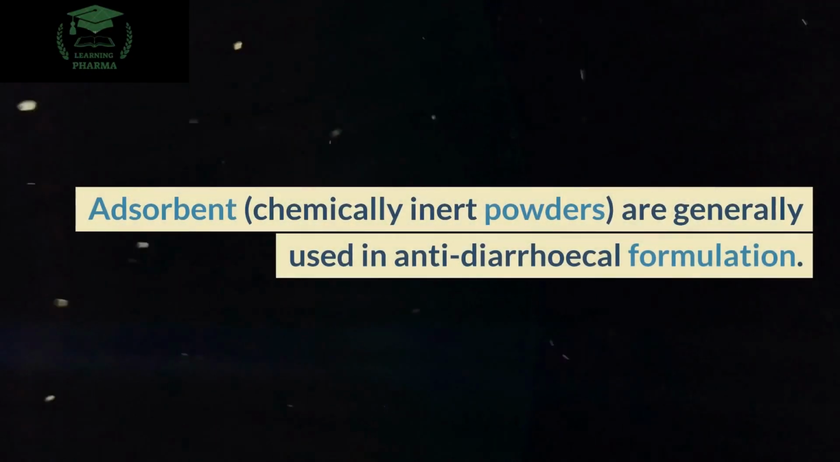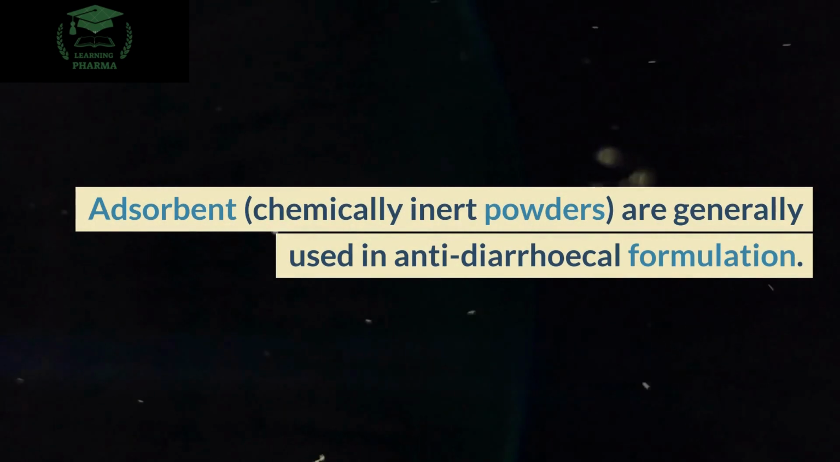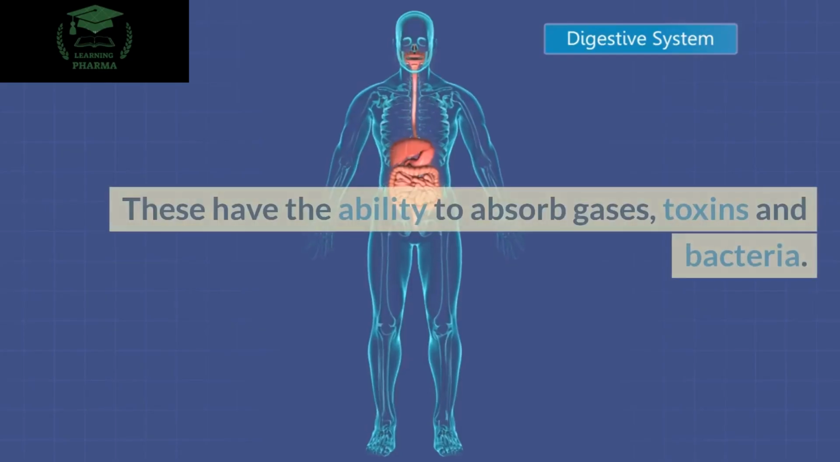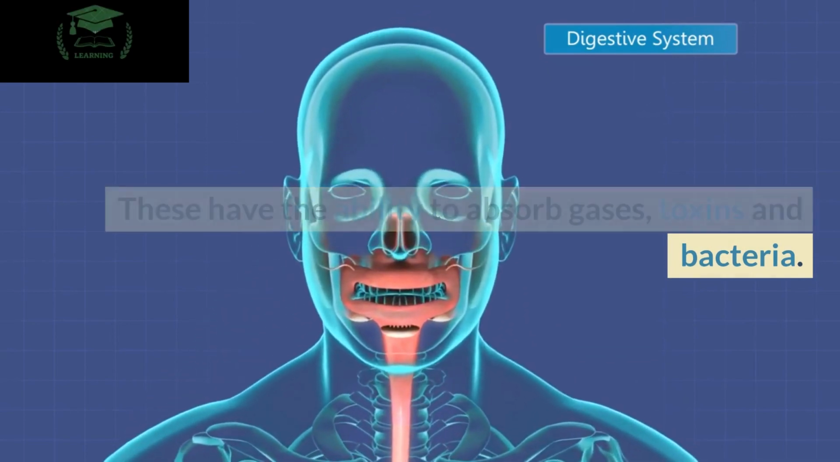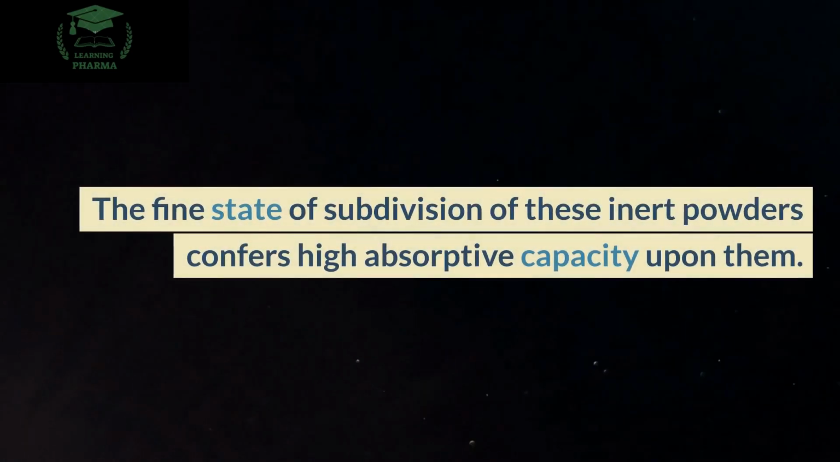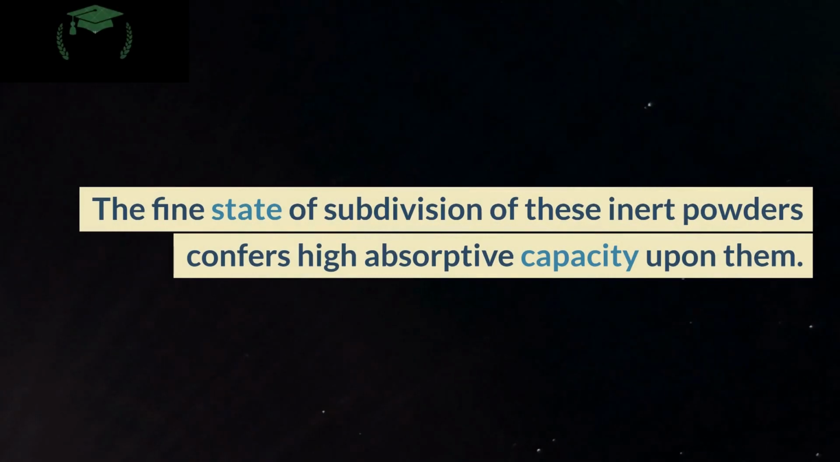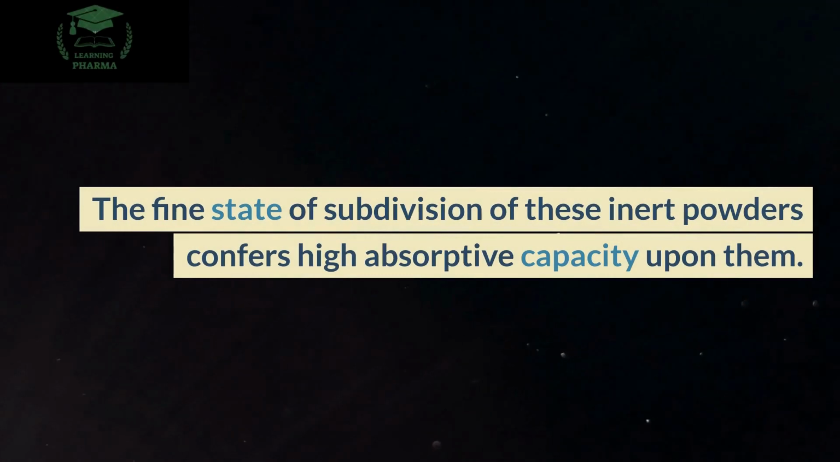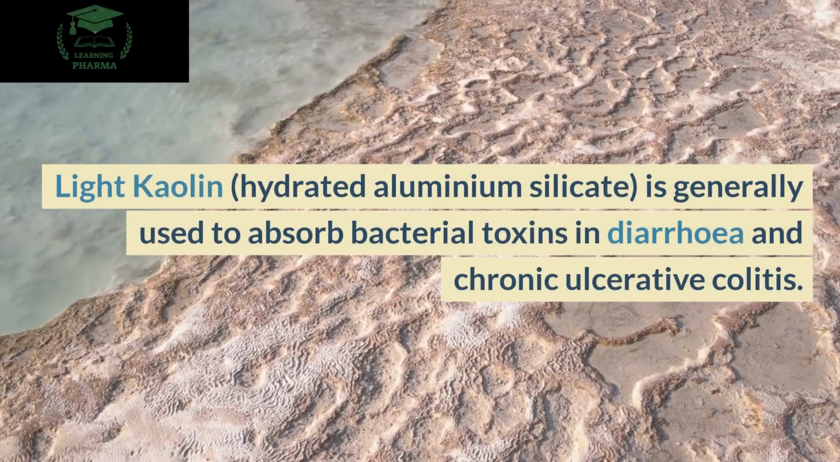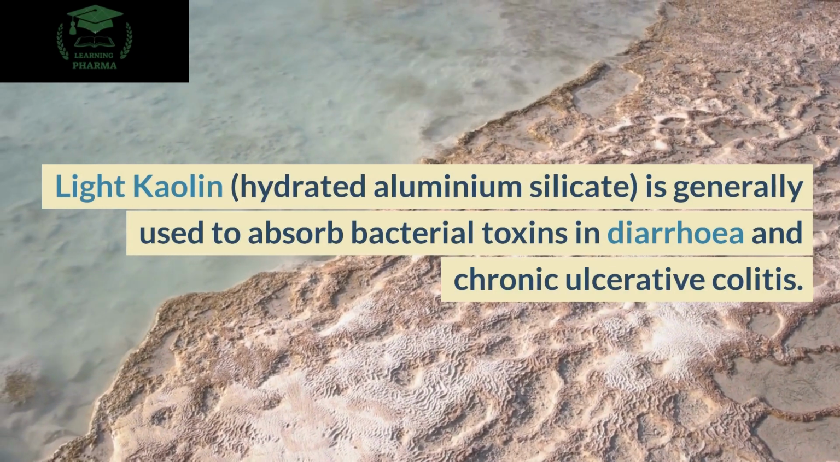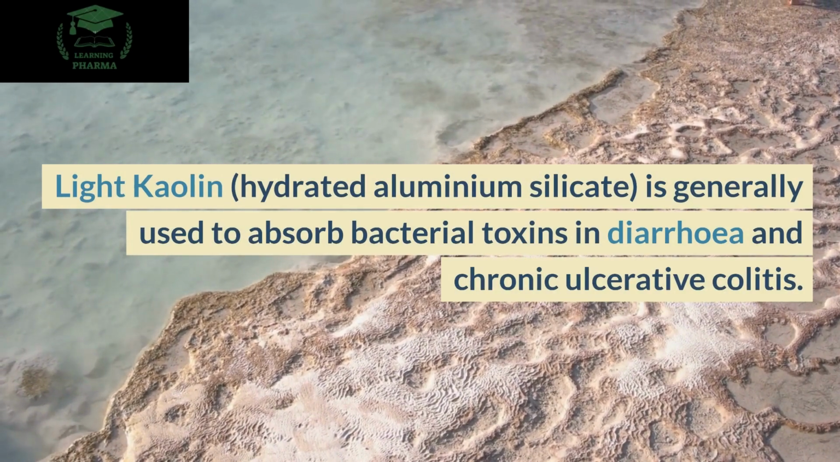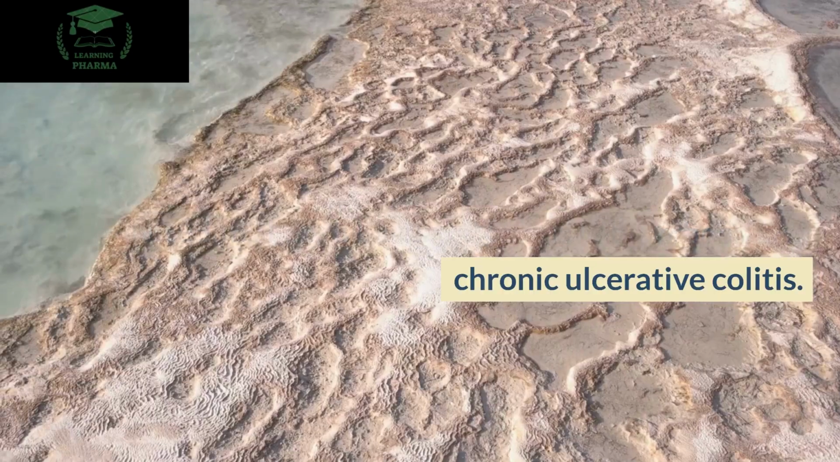Adsorbents, chemically inert powders, are generally used in antidiarrheal formulations. These have the ability to absorb gases, toxins and bacteria. The fine state of subdivision of these inert powders confers high absorptive capacity upon them. Light kaolin, hydrated aluminium silicate, is generally used to absorb bacterial toxins in diarrhea and chronic ulcerative colitis.